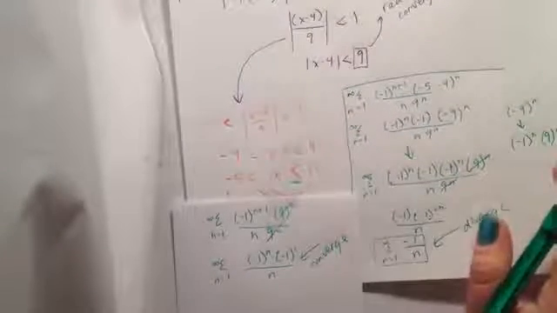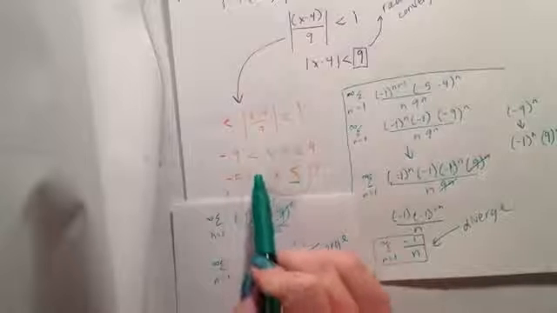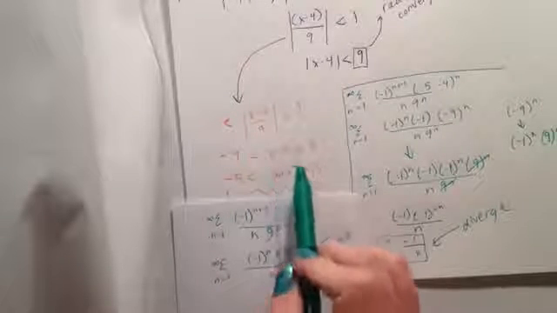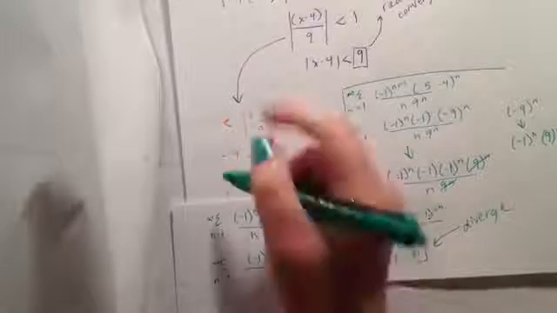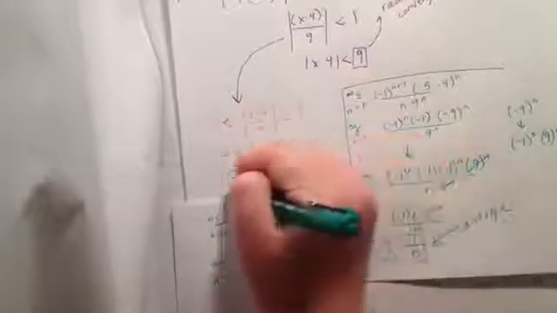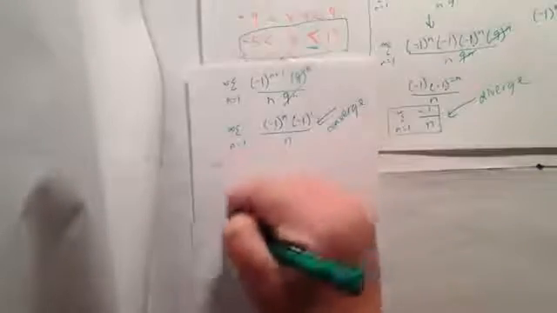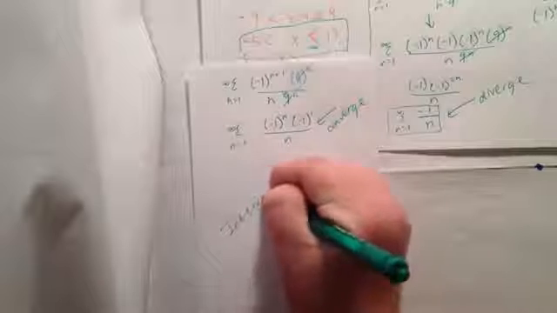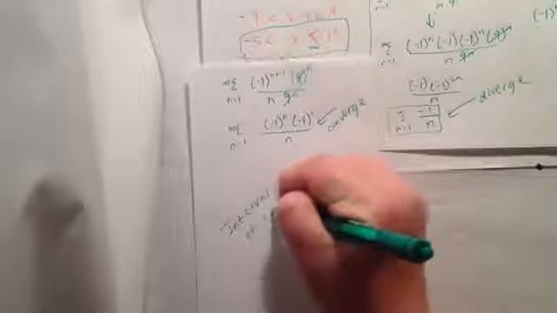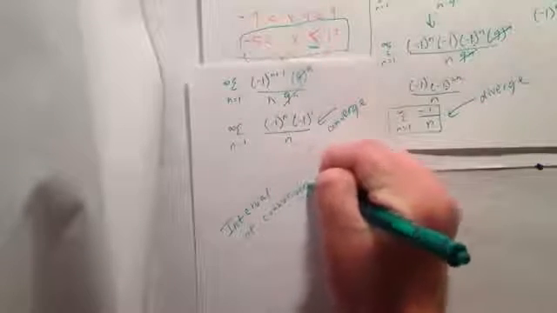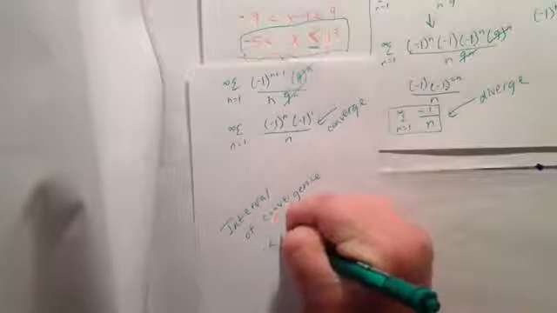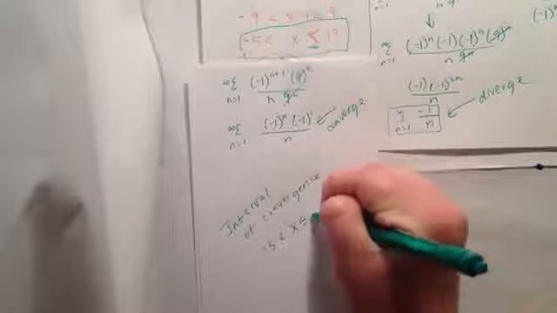our right endpoint of 13 is inclusive. So your interval of convergence is -5 less than x less than or equal to 13. This is your interval of convergence. And you'd write it just like that.